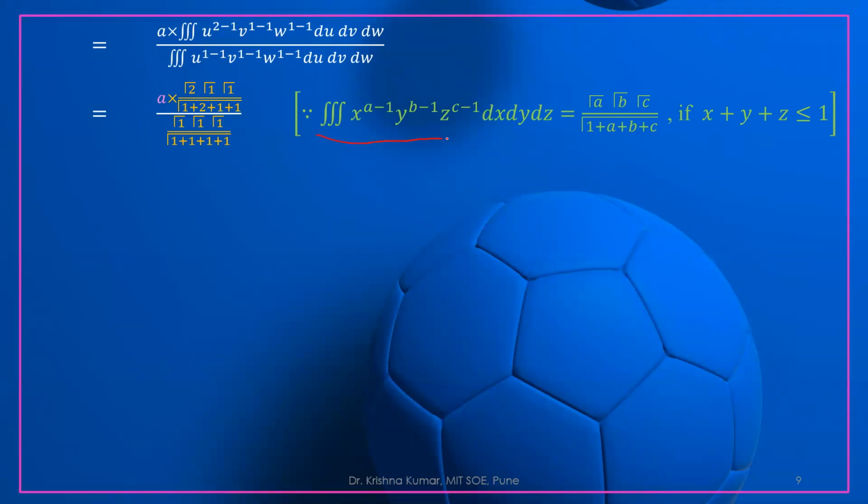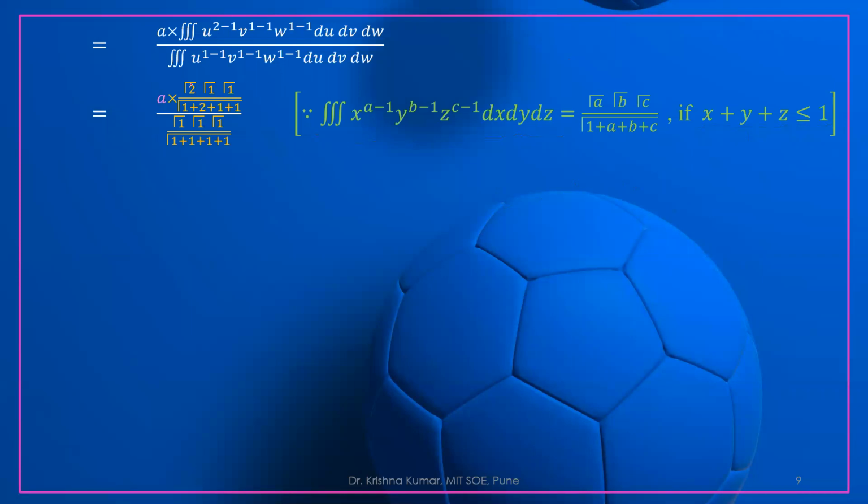The triple integration of x^(a-1), y^(b-1), z^(c-1) dx dy dz is equal to gamma a, gamma b, gamma c divided by gamma of 1 plus a plus b plus c. But what is the condition? x plus y plus z is less than or equal to 1. Here we have already obtained that u plus v plus w is equal to 1, so now we are able to apply the Dirichlet theorem.